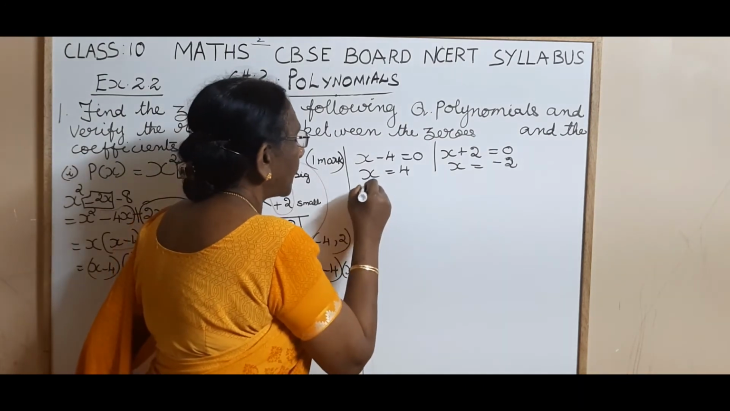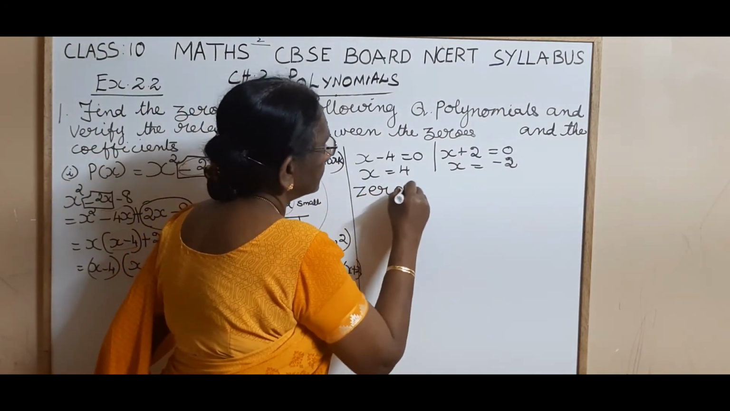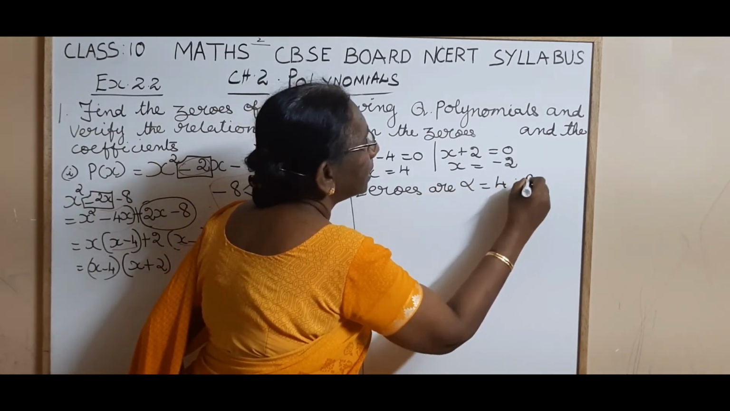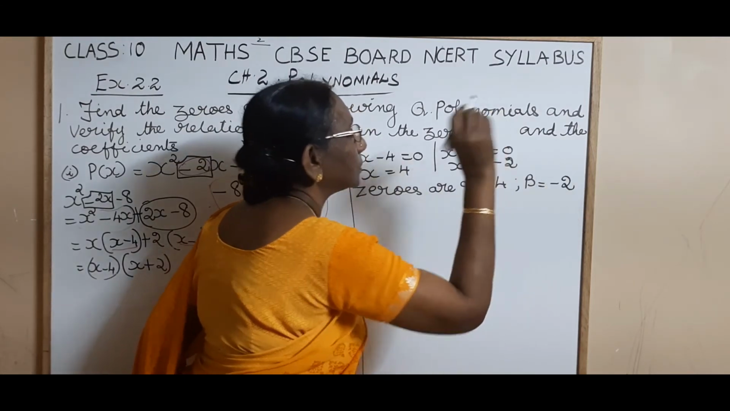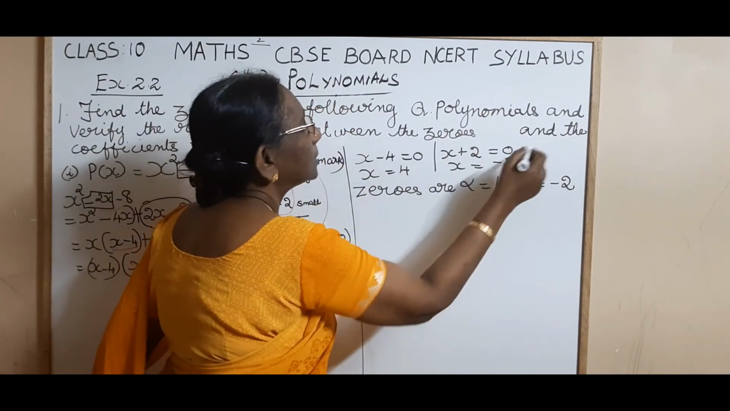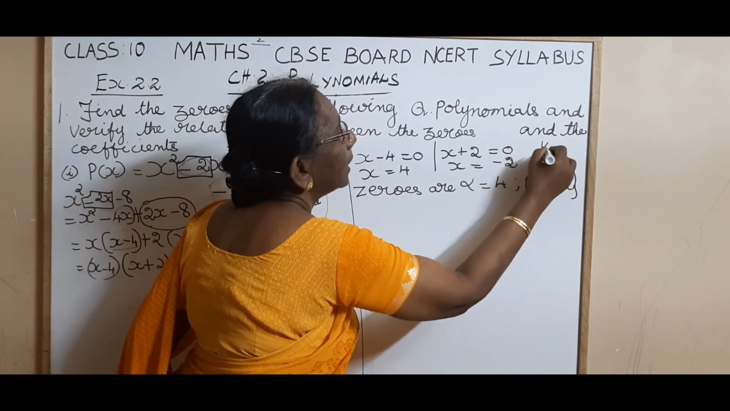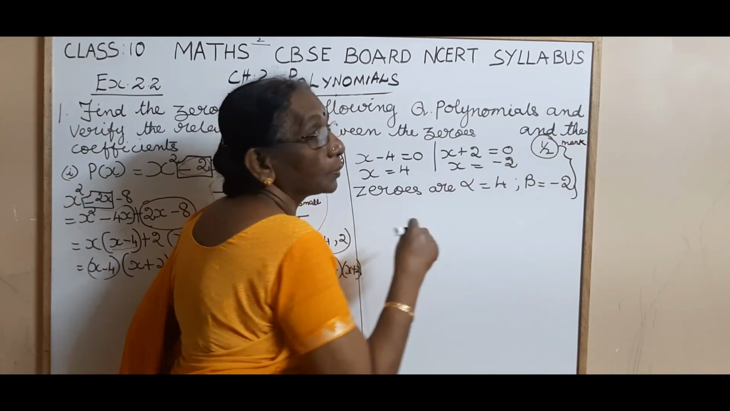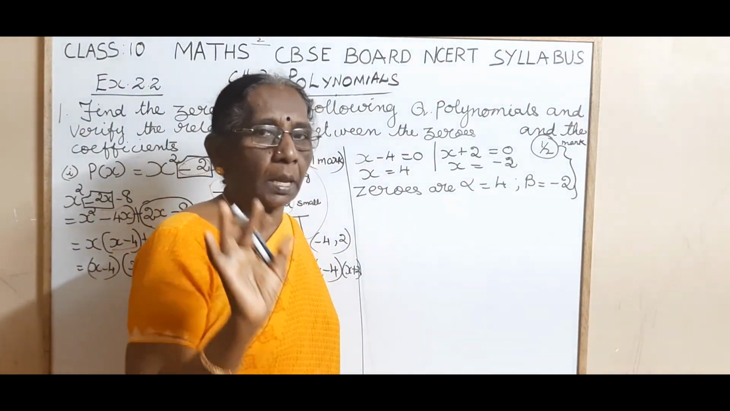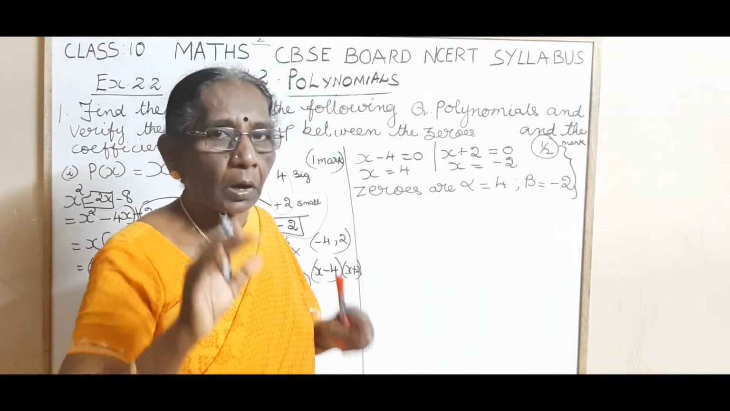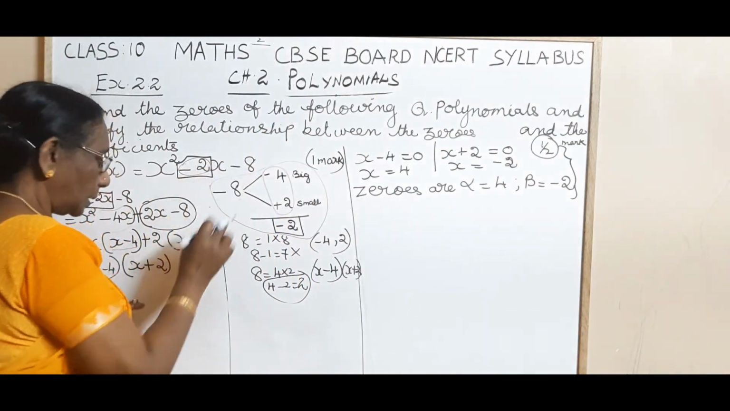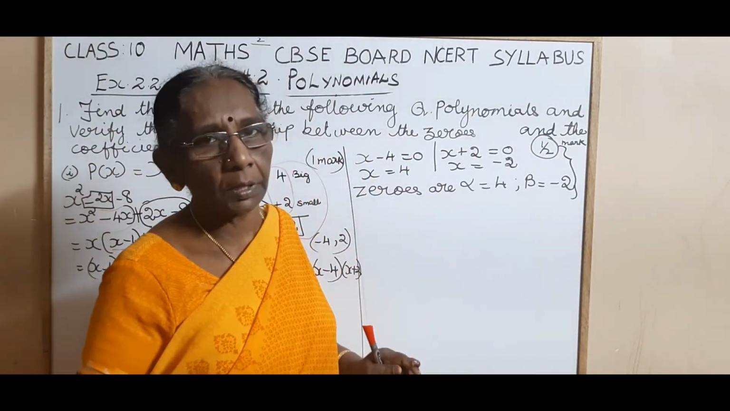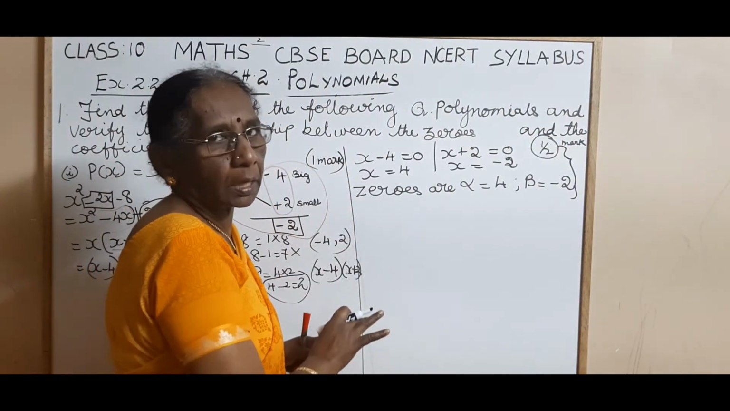Now you write zeros are alpha is equal to 4 and beta is equal to minus 2. So up to this, if this is correct, you will be given half mark. If this question comes for a 3 mark question, or if you get this question for 2 marks, up to this half mark and here half mark. Anyway, half mark will be allotted for writing the zeros. So you should not miss any steps here.